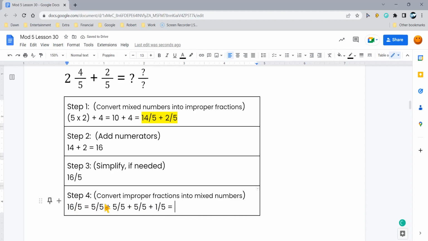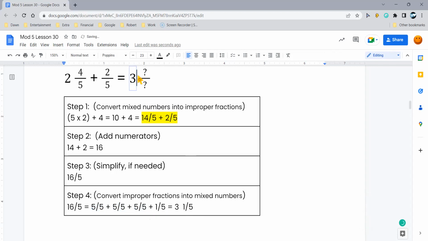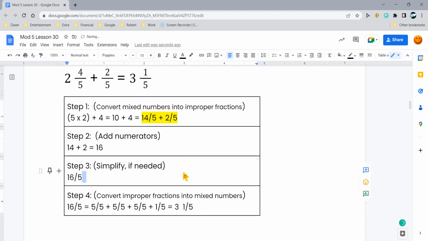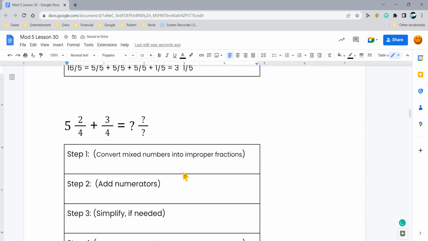Here we go. Now I count how many 5 over 5s do I have? 1, 2, 3. So I have 3 whole ones and 1/5. That is my answer, you guys. So right up here, 3 and 1/5. Let's go look at one more example, you guys.